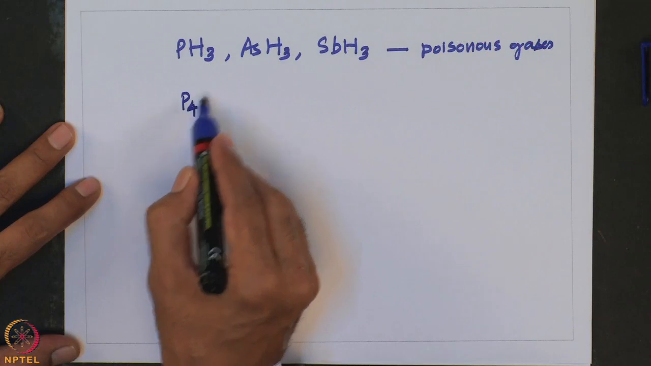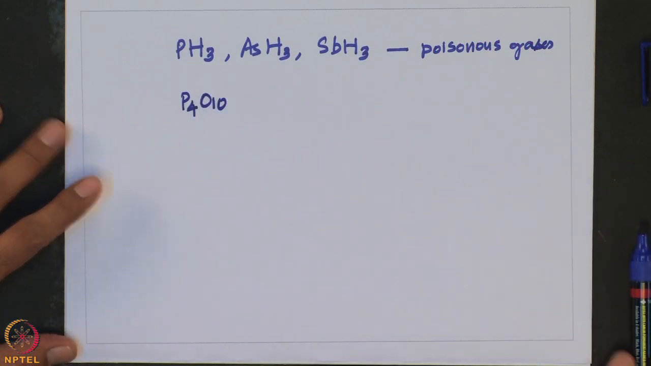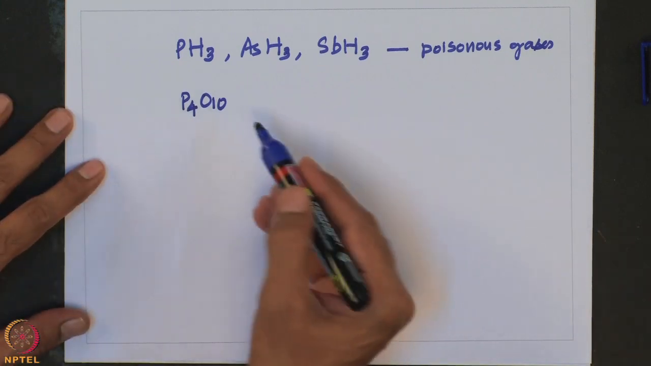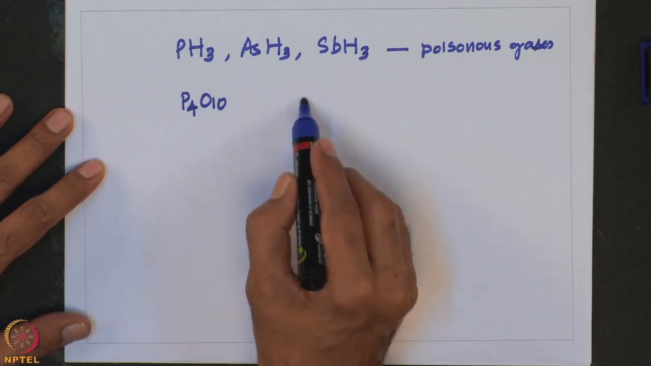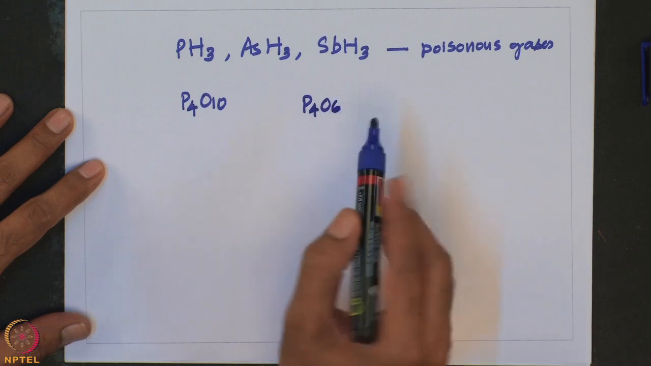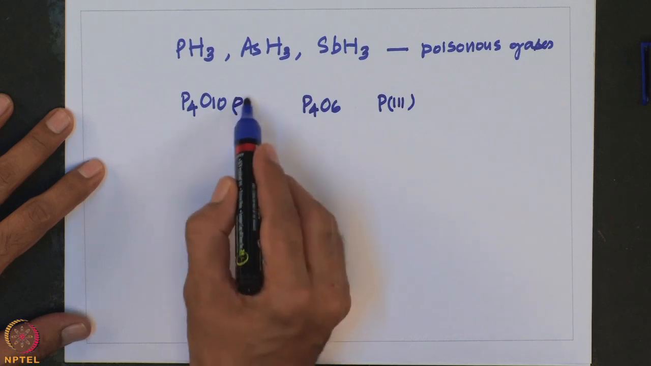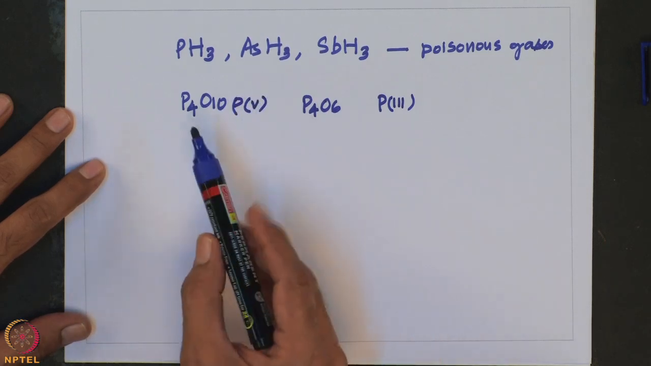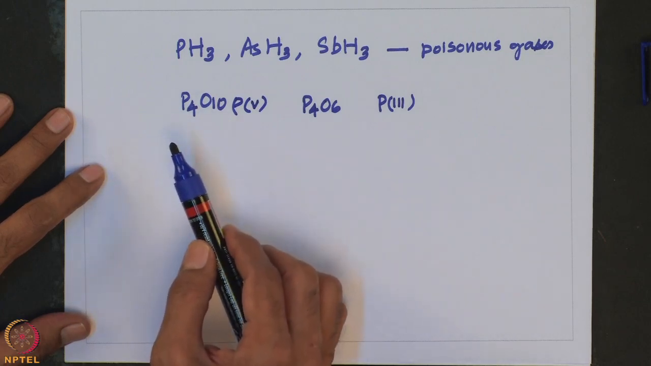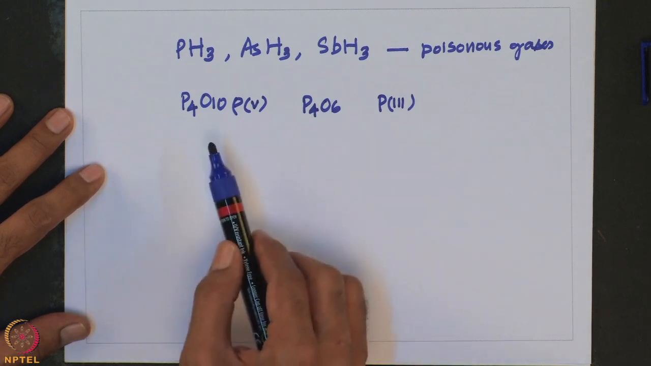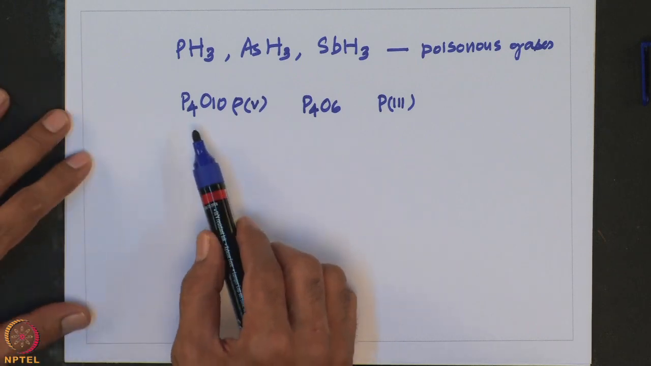The complete combustion of phosphorus yields phosphorus pentoxide, that is P4O10. Combustion in a limited supply of oxygen results in the formation of phosphorus trioxide or P4O6. Here phosphorus is in +3 state, and here phosphorus is in +5 state, and essentially that means combustion of white phosphorus in a limited supply of oxygen leads to P4O6, whereas the complete combustion yields phosphorus pentoxide.